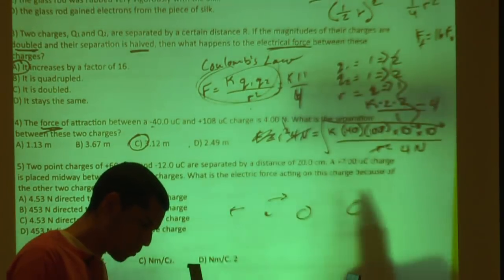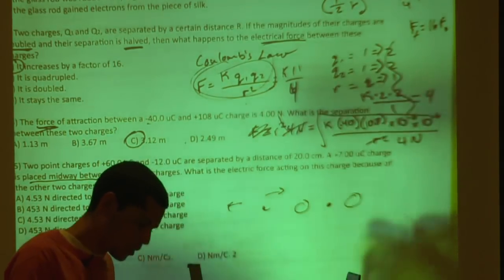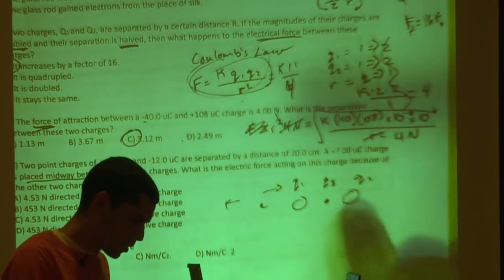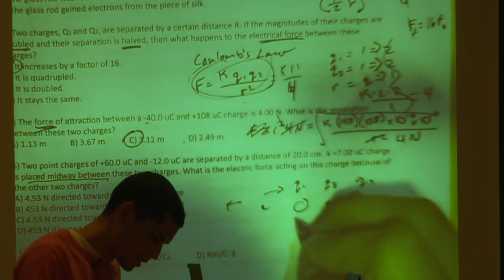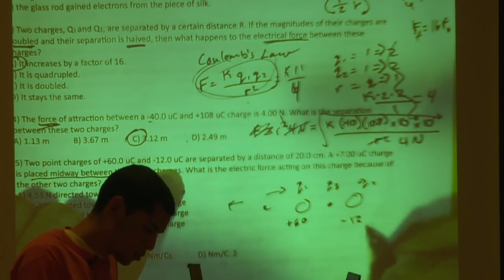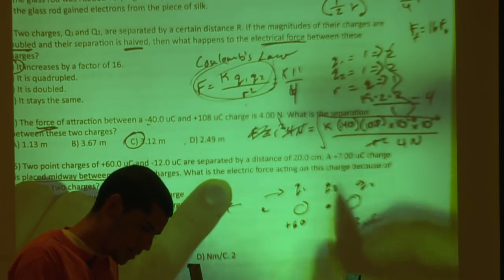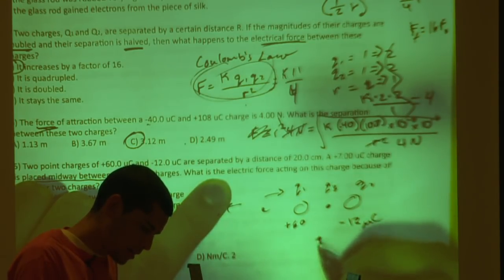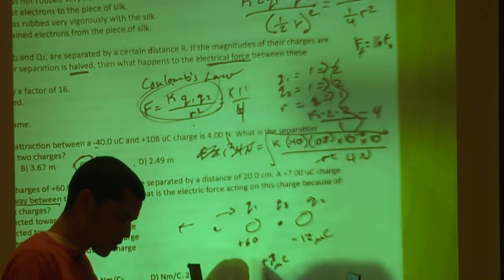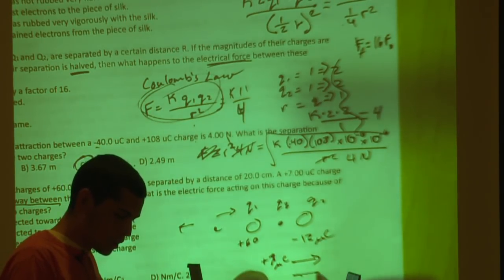So in this example, the third charge is placed midway between the two charges. So we're going to look right here. Here's Q1, here's Q2, and here's Q3. Q1 we see is positive 60 microcoulombs. We see Q2 is negative 12 microcoulombs. And then the third one is positive 7 microcoulombs. Okay, so we see here one force, these two are positive, is going to push it away, but these, since they're opposite charges, will attract.